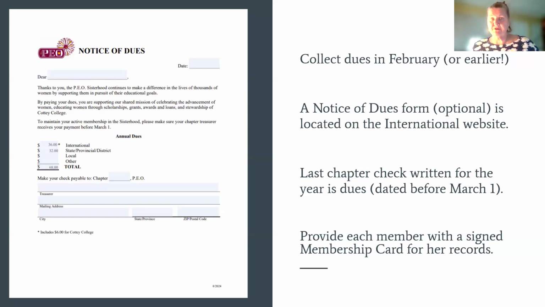When you pay your dues, that is the last check to be written. So if you are writing your contributions, you want to make your contributions on February 27th, and then the last check you write is your dues check, dated February 28th or 29th. And you will also give each member a membership card when they pay their dues.